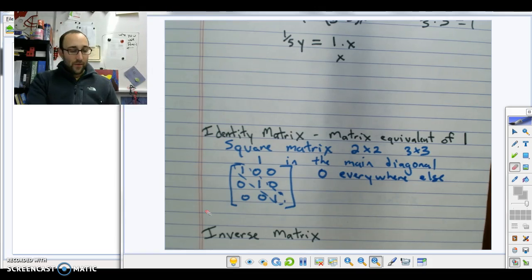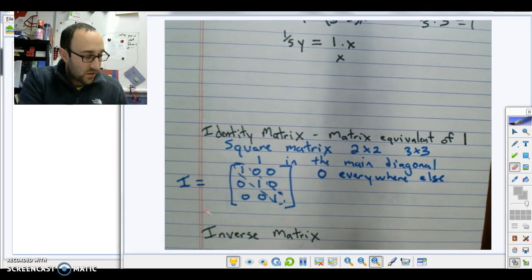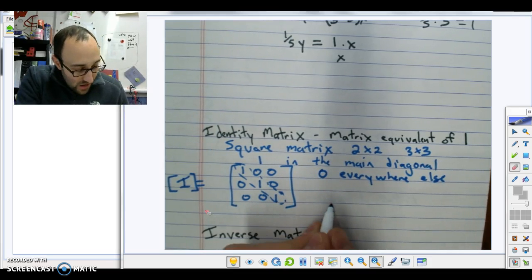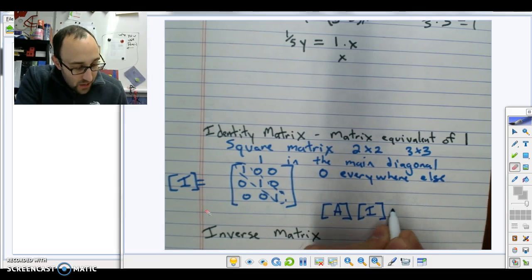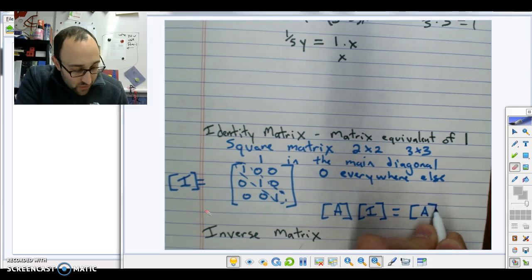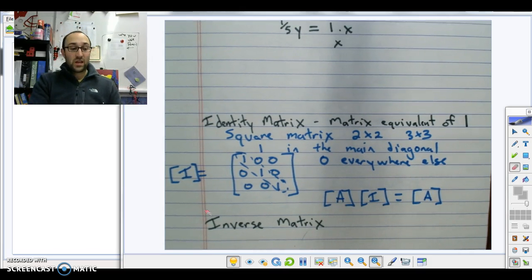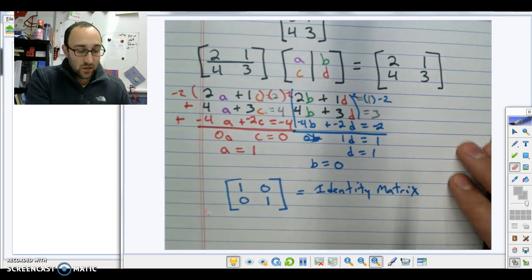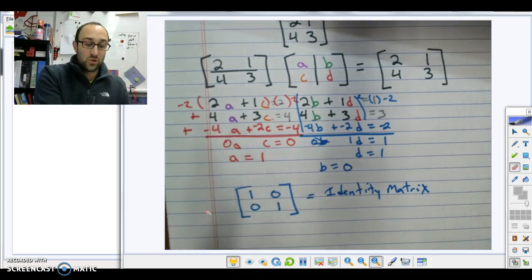So the formal definition, and we're going to say this is the identity matrix, I equals that whole thing. If I have any matrix A and I multiply it by the identity matrix I, it's going to equal that original matrix A. And I can also do I times A. It's still going to equal A. So it doesn't matter which one comes first or second. If I switch these two around, I still get the same matrix in the end. It doesn't matter the order in which you multiply them.